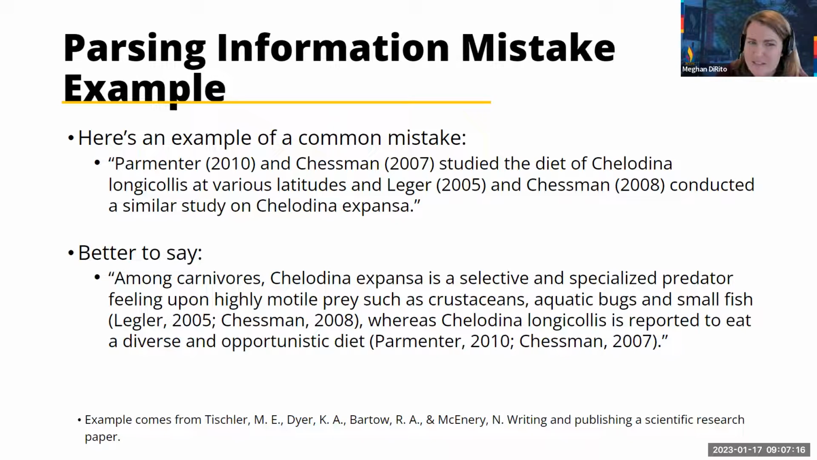You know what species they're studying and that it had something to do with latitudes and diets, but it doesn't really tell you much. The second example here, we actually know that Chelodina expansa is a carnivore. It is a selective and specialized predator feeding upon highly mobile prey, such as crustaceans, aquatic bugs, and small fish. And then Chelodina longicollis is compared to them. They are reported to eat a diverse and opportunistic diet. Much better way of parsing the information.